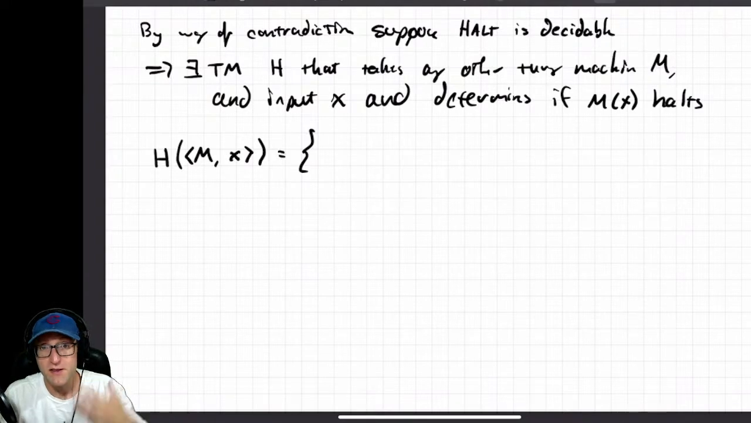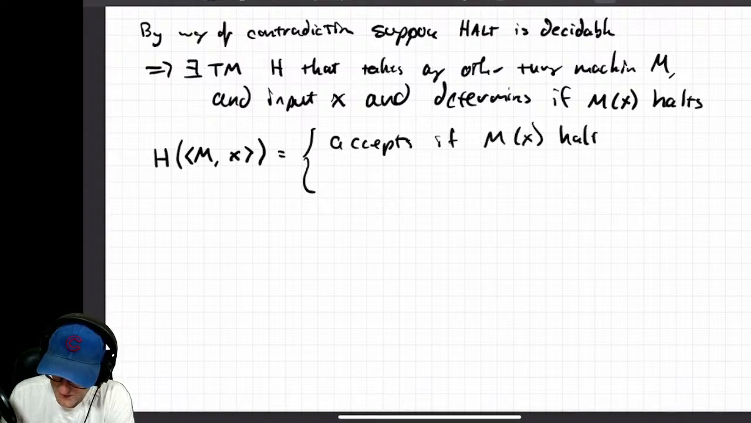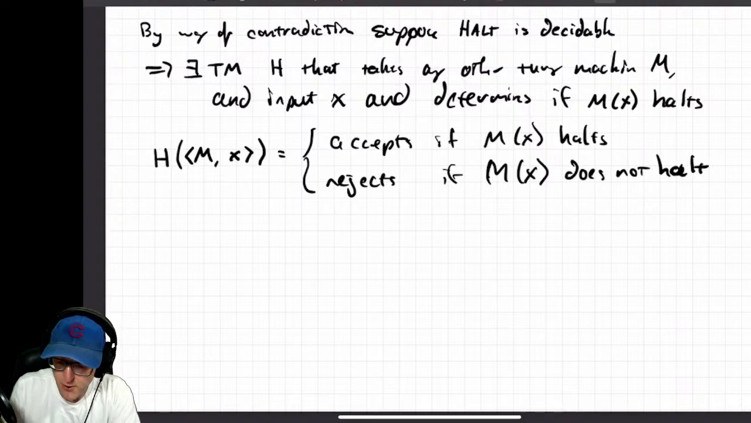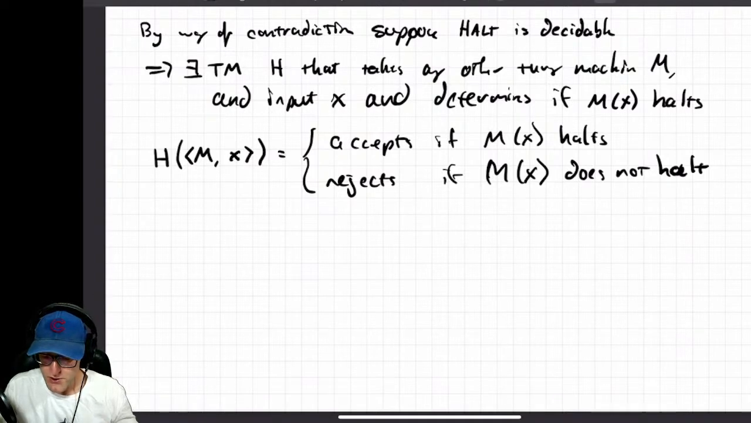You can think of it as simulating the computation of that other Turing machine. Anyway, the behavior here is going to be that it accepts if M on X halts, and rejects if M on X does not halt. Now again, I'm supposing that this machine H exists. I'm going to reach a contradiction eventually, showing that no such H exists. If you were to ask me how this works, I can't give you an answer, because this machine does not exist.